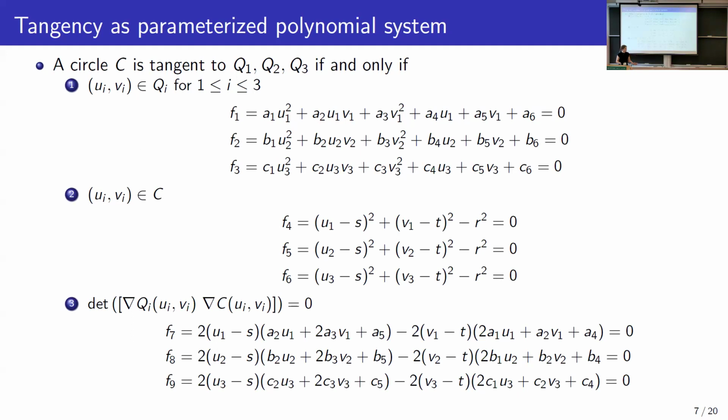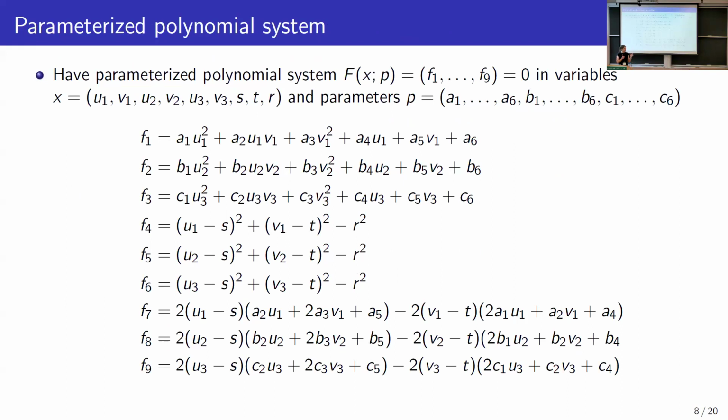And so putting everything together, what I'm really interested in studying is the following parameterized polynomial system, which consists of 9 equations and 9 unknowns. My unknowns are the u's and v's and the s, t, and r, so the points of tangency and the center and radius of the circle. And my parameters are the a's, b's, and c's, i.e. the coefficients defining each of the conics. Okay, good. So this is our setup.